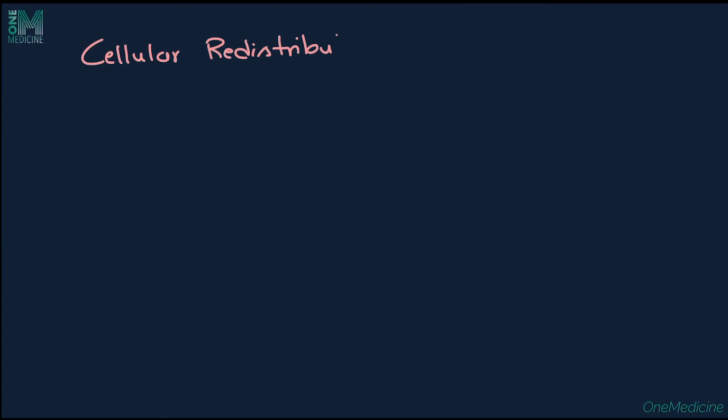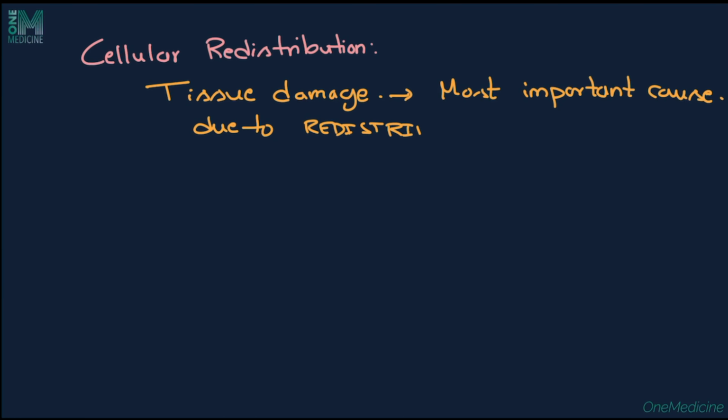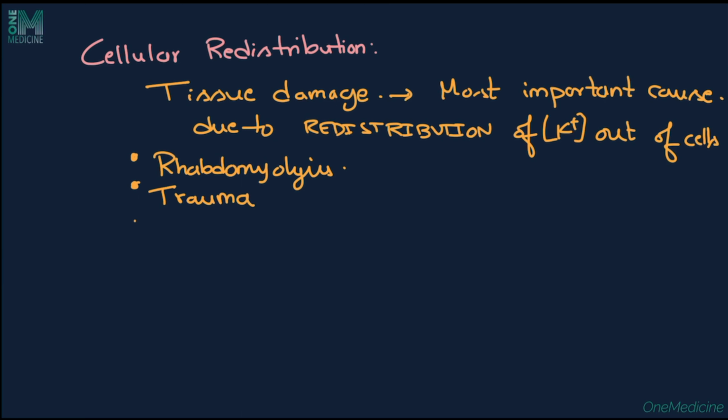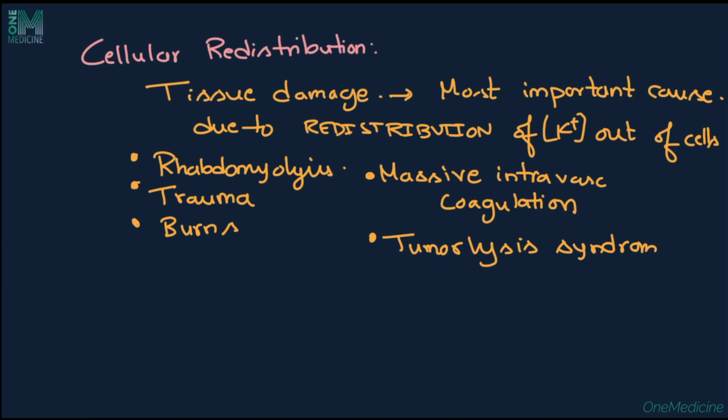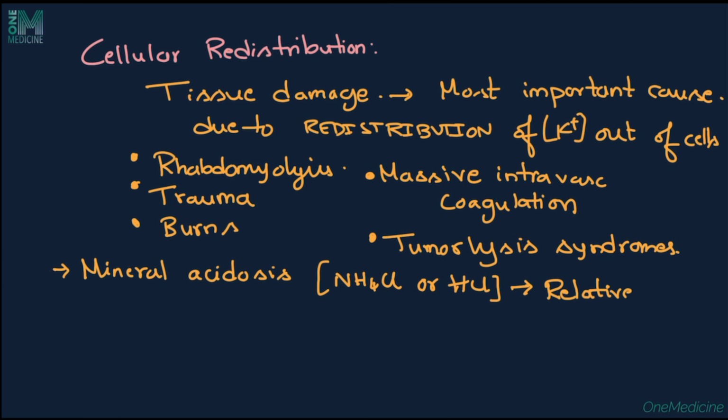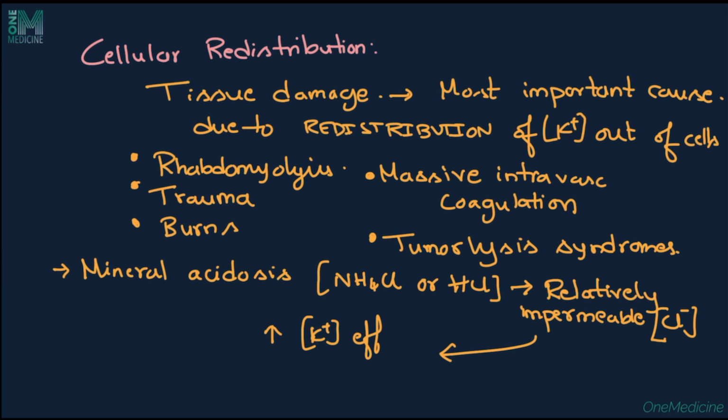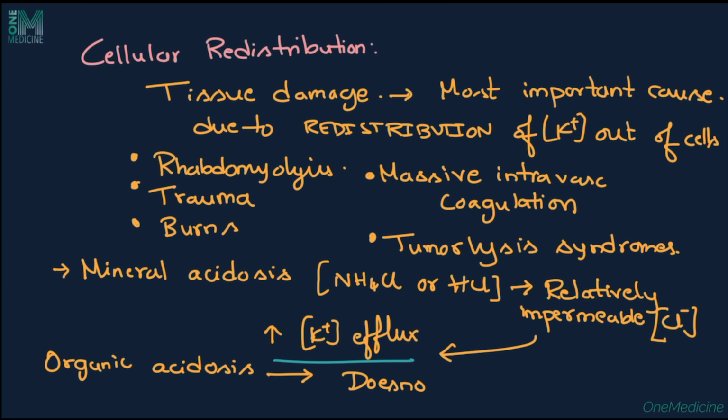Cellular redistribution. Tissue damage is probably the most important cause of hyperkalemia due to redistribution of potassium out of the cells. This can be due to rhabdomyolysis, trauma, burns, massive intravascular coagulation, and tumor lysis syndromes. Mineral acidosis, ammonium chloride or hydrogen chloride, by virtue of relative impermeability to the chloride anion, results in greatest efflux of potassium from the cells. By contrast, organic acidosis such as lactic acidosis or beta-hydroxybutyric acidosis result in no significant efflux of potassium.